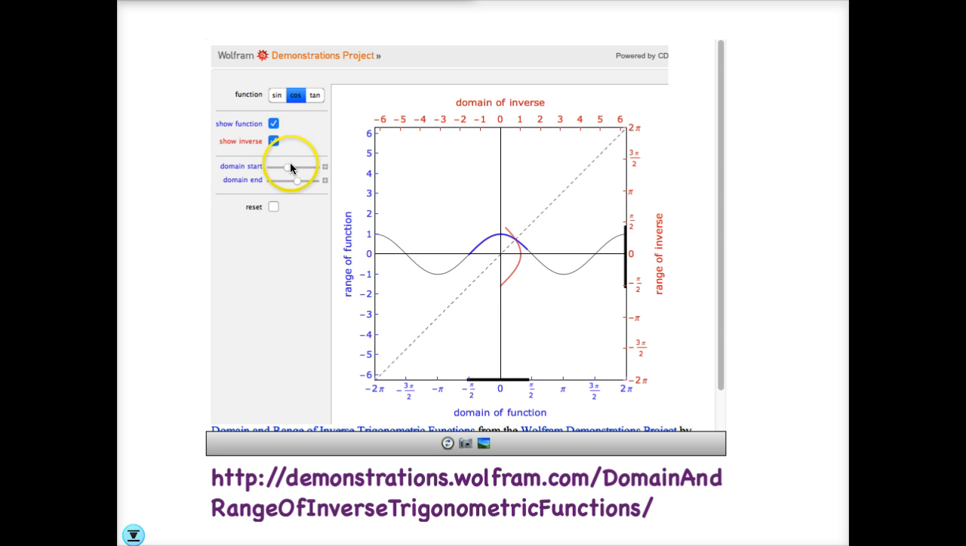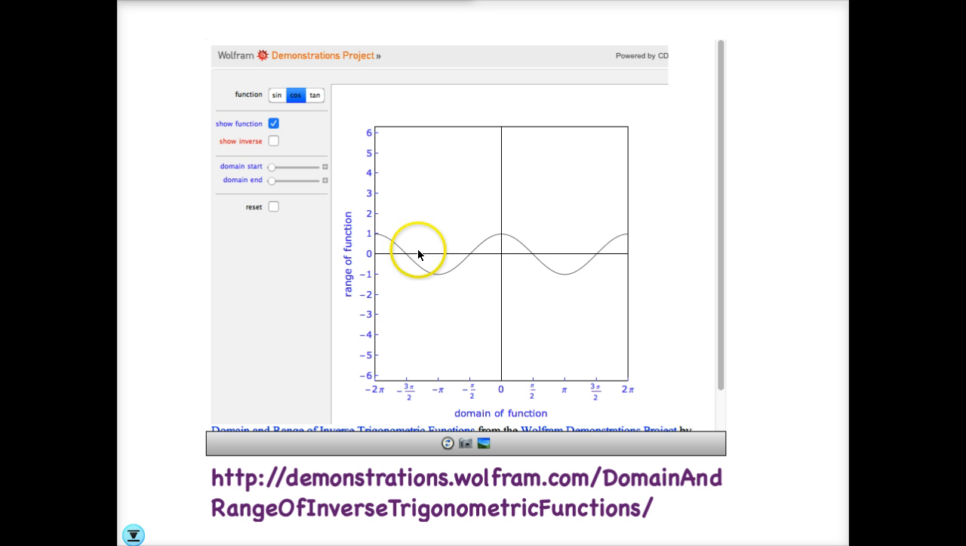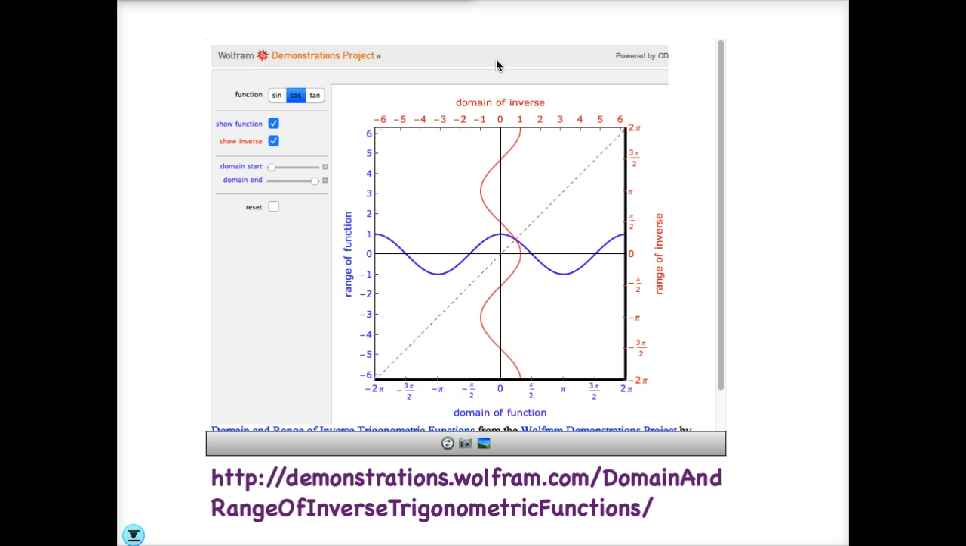Let's look at the cosine function. If we start off, you can see that the cosine function is a function, but the inverse would not be a function. It is not a one-to-one function because it would not pass a horizontal line test. We can see that when we show the inverse of the cosine function in red, it does not pass a vertical line test. So we need to always ensure that our original function is one-to-one, meaning it will pass a horizontal line test, which will enable our inverse to pass the vertical line test.